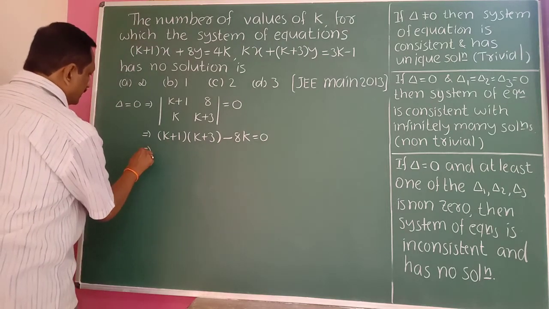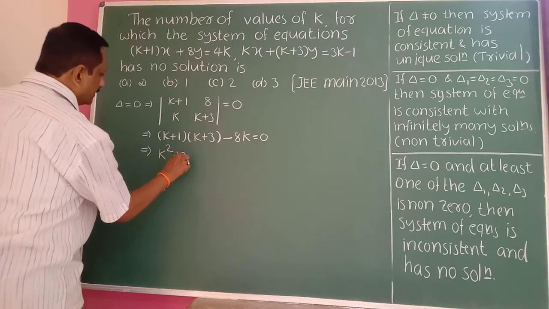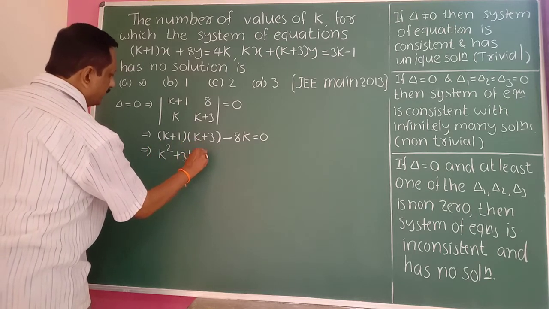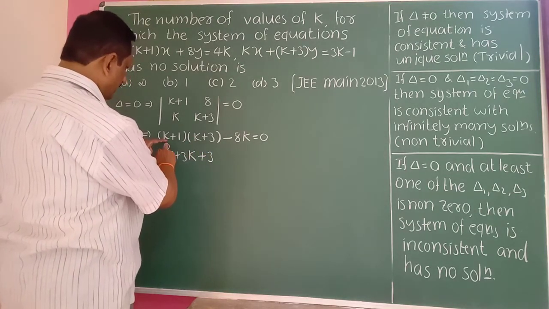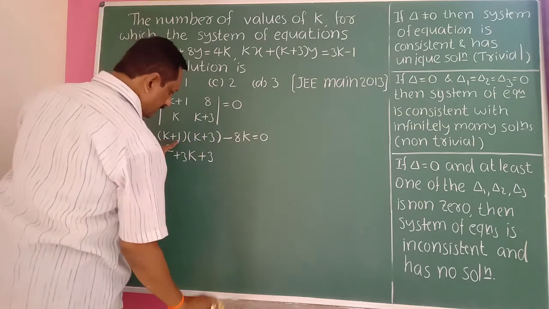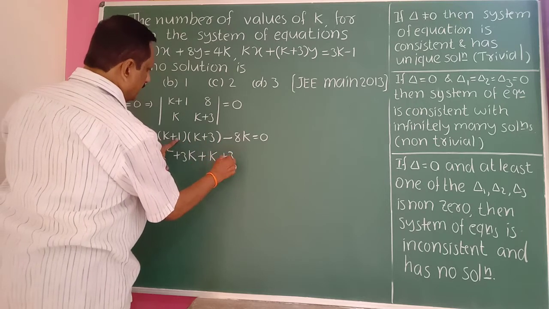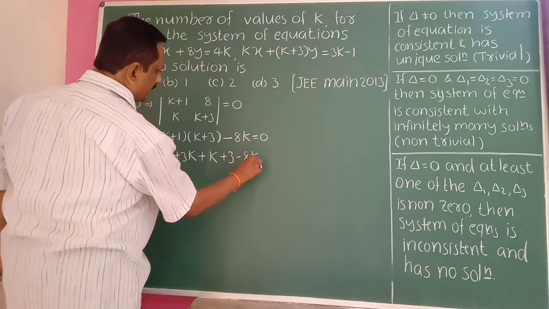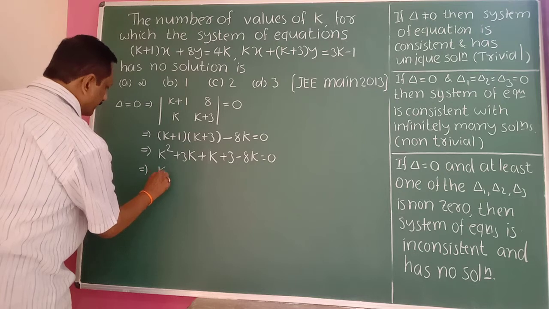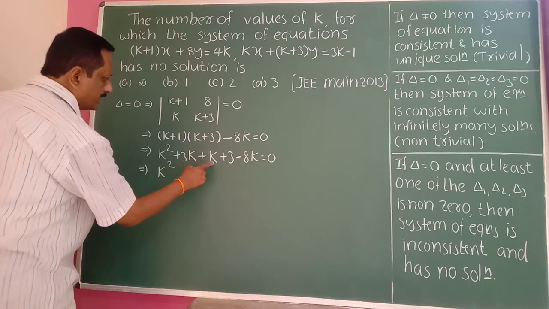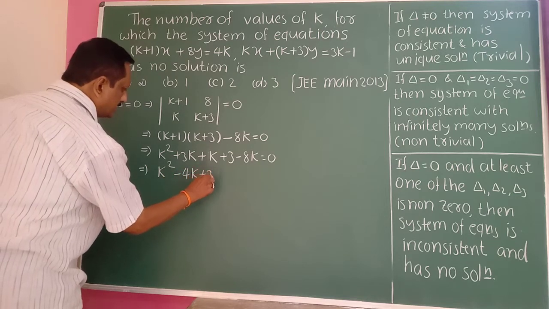This implies k into k becomes k square, k into 3 becomes 3k, and 1 into 3 becomes 3. Then 1 into k becomes k, and 1 into 3 becomes 3, minus 8k, that is equal to 0. Therefore k square, 3k plus k becomes 4k, minus 8k, minus 4k, plus 3 is equal to 0.